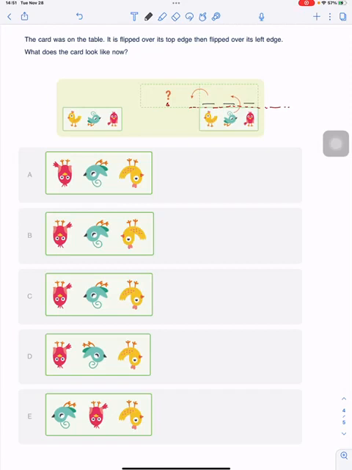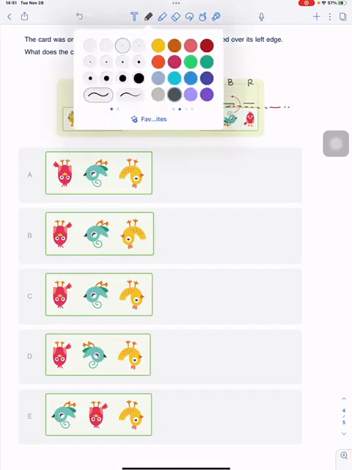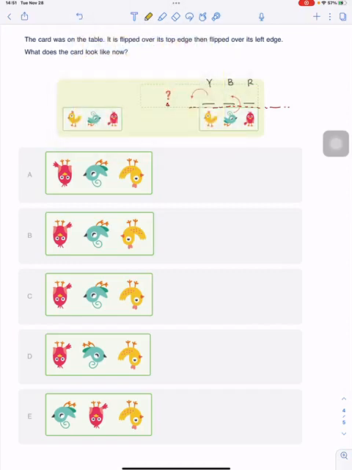The first one should be what? On the very left here should be the yellow bird, right? And then the blue bird. After that, we have the red bird. But now everybody, when we flip it over its top, what do the birds look like? They're gonna be upside down, right? So even though I'm not really good at drawing, I'm gonna try to draw the birds one by one.